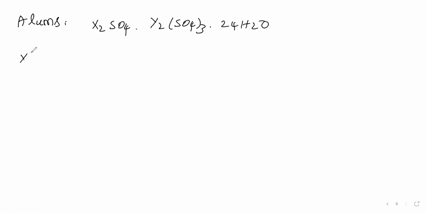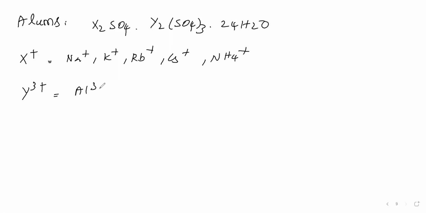Next, we will go for alums. What is alum? We will see. The general formula for alums is X2SO4.Y2(SO4)3.24H2O. Here X is a monovalent cation; it can be sodium, potassium, rubidium, cesium, and ammonium ions. Next, Y is called a trivalent cation. In that place, aluminum ion, manganese 3+, chromium 3+, Fe3+ and so on can come.